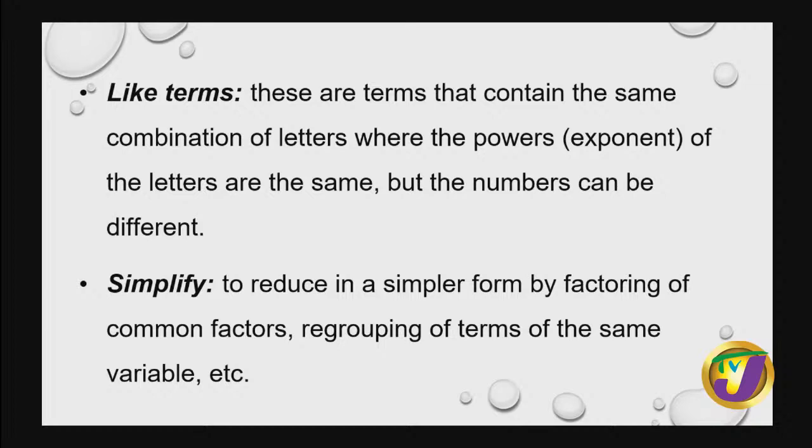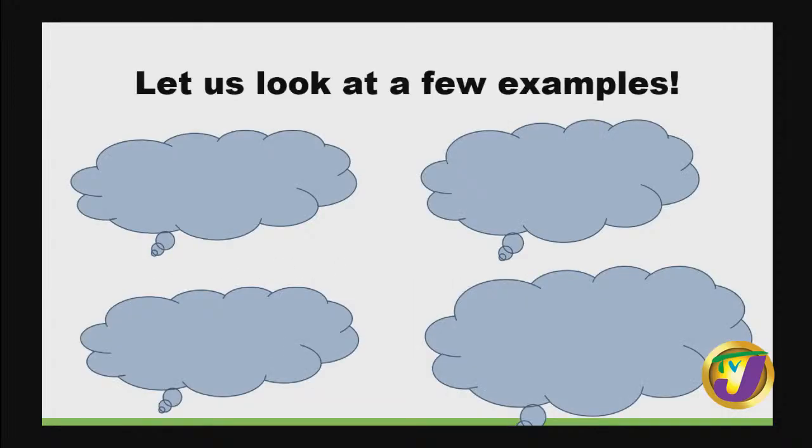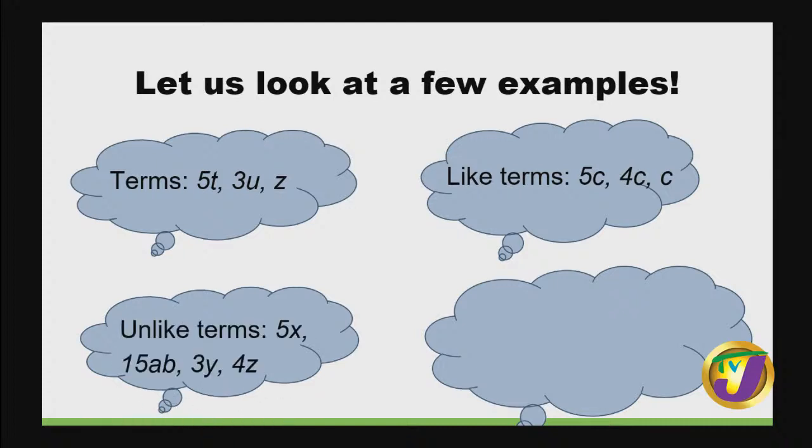All right, so let us look at a few examples of each thing that we just looked at. The first thing we had looked at were terms. So you have 5t is a term all by itself, 3u and z. So a term may have a number or it just may have the variable. Then you have like terms. Let's look at those. We have 5c, 4c, c. Those all have the same variable, so they're called like terms. Then you have unlike terms. We have 5x, 15ab, 3y, 4z. None of these terms have similar variables. They're all different, so they're unlike terms.